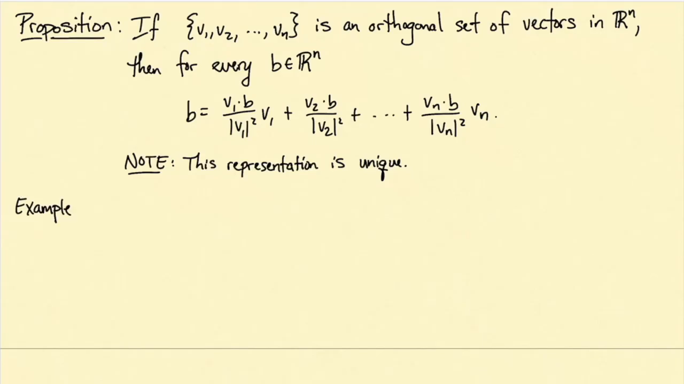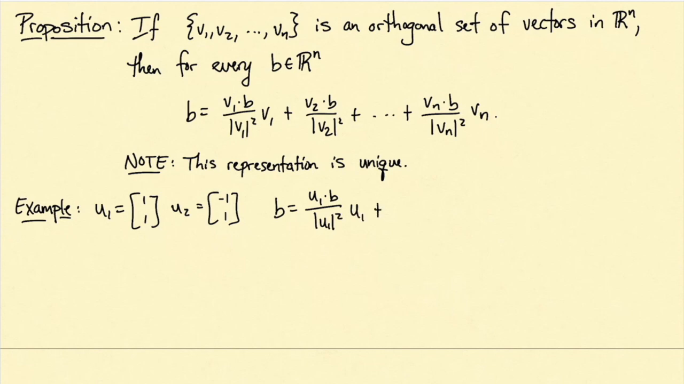So with this under our belt, let's return to the vectors u1 and u2 from our earlier example. In terms of our proposition, every two-dimensional vector b can be written as u1 dotted with b divided by the norm of u1 squared times u1, plus u2 dotted with b divided by the norm of u2 squared times u2. Something to note here is these denominators do not depend on the vector b.